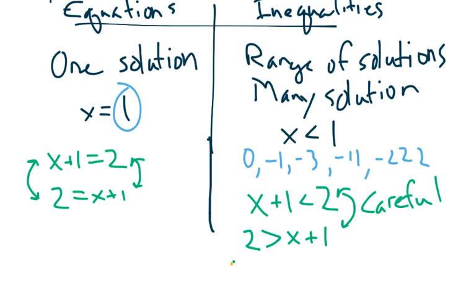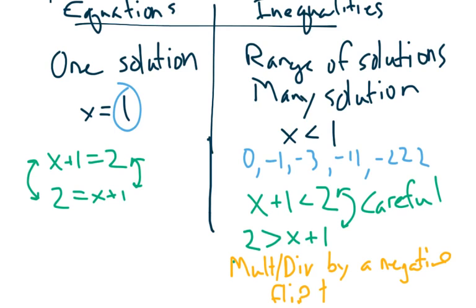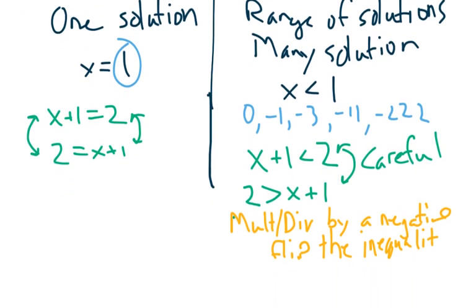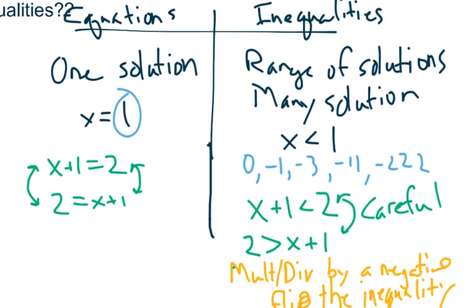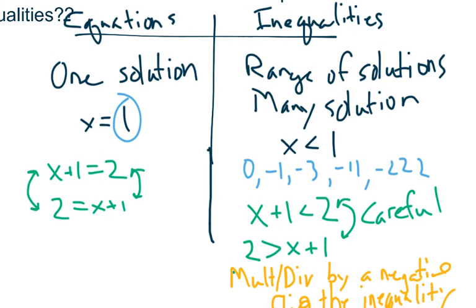Let's actually see that in one more color. Multiply or divide by a negative, we flip the inequality. All right, so flip the inequality. So remember, there's that one extra rule that you don't necessarily get when you're solving equations. And so we have to keep this in our mind as we are working with absolute value inequalities.